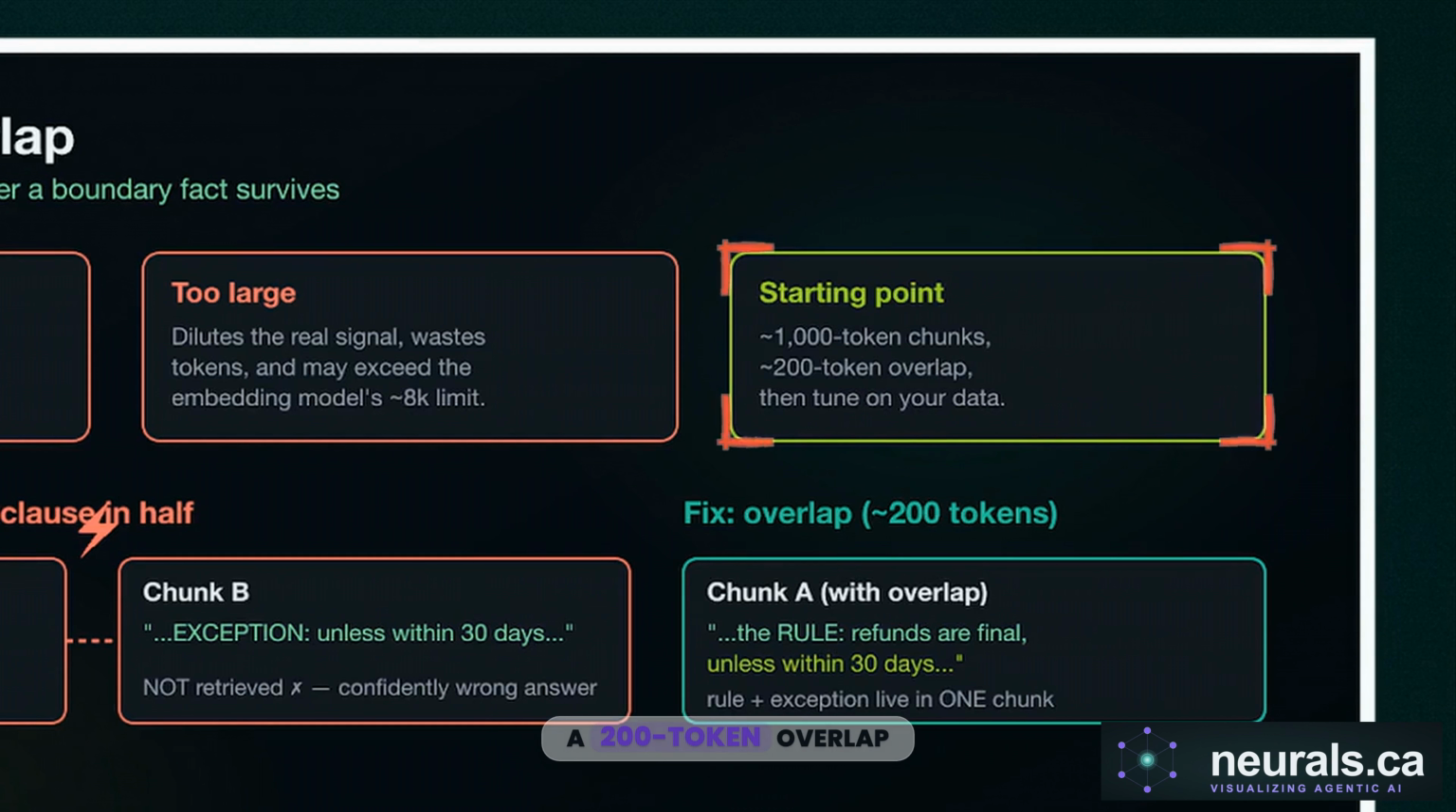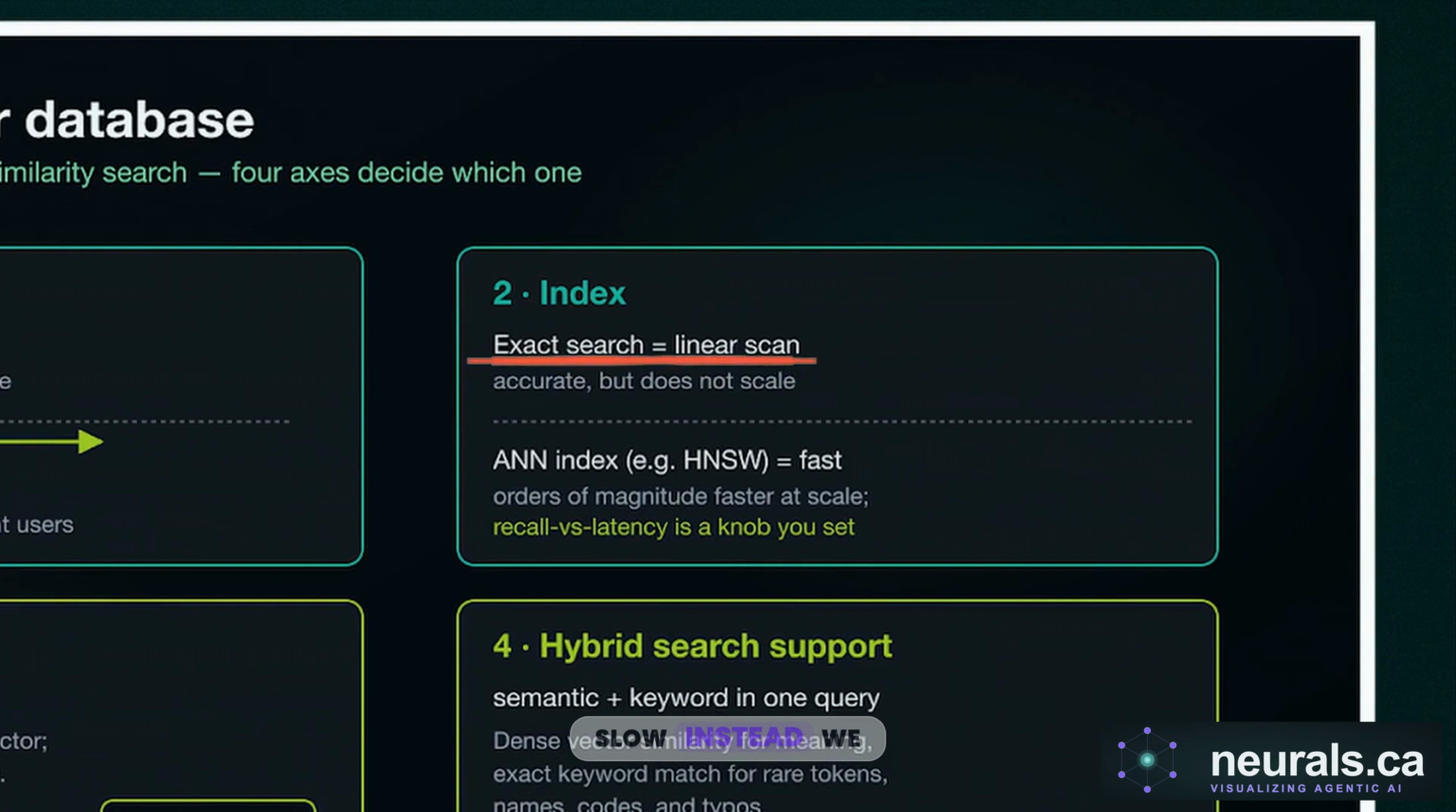The final stage is the vector database. This is the engine that actually stores our generated vectors and runs the similarity search when a query comes in. This matrix outlines the four primary axes we use to evaluate our options. The most critical choice is the index structure. Exact linear search guarantees perfect accuracy by comparing every vector, but is too slow. Instead, we gain massive speed using an approximate nearest neighbor index, ANN, which navigates a layered graph to find matches in milliseconds.